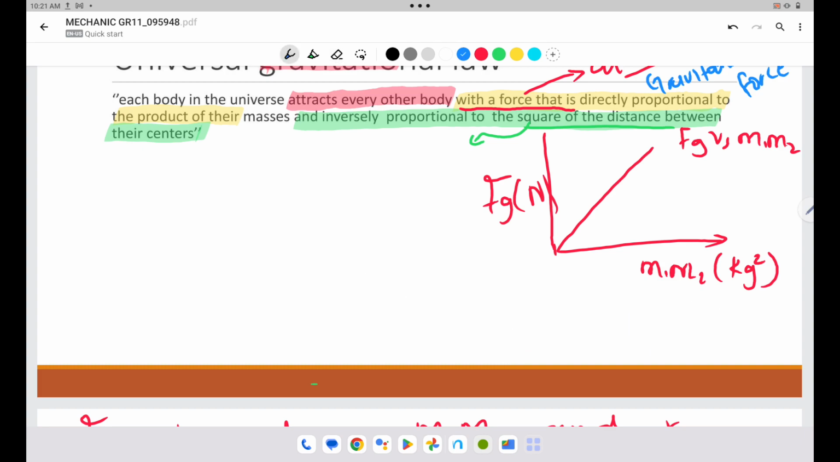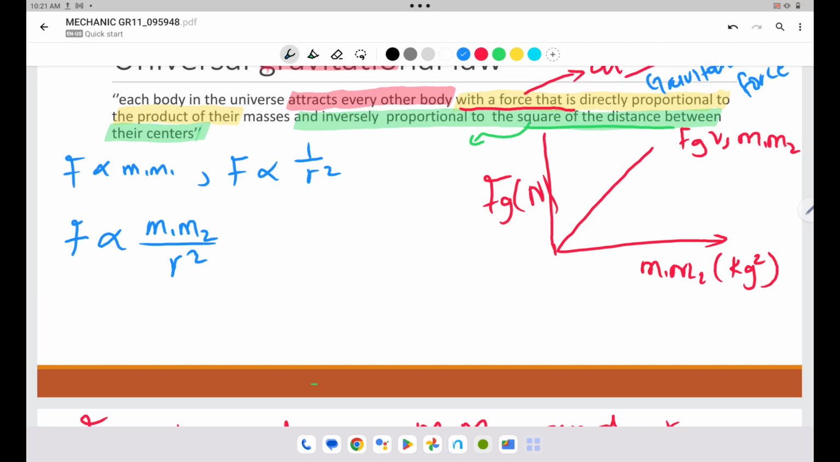Okay, so the first relationship from the statement was F. I'm just going to write F, but we're talking about gravitational force here. It is directly proportional to the product of M1 and M2. The other one is force directly proportional to the reciprocal of the square of the distance. If I combine those two statements together, I'm going to have F being directly proportional to the product of the masses and inversely proportional to the square of the distance.